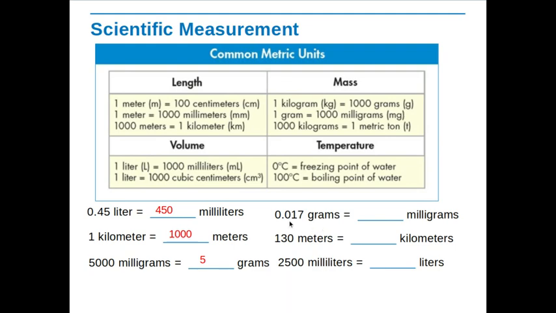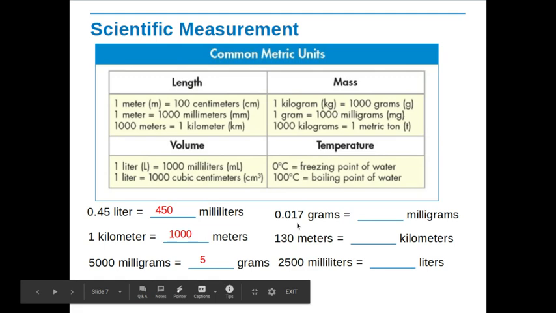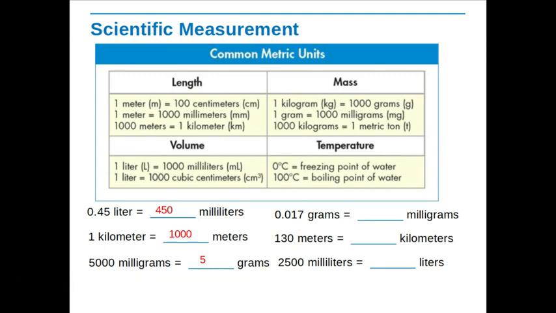Let's look at the next one. 0.017 grams to milligrams. Now we're going the opposite way, from grams to milligrams. So in this particular instance, we are going to multiply by 1,000, or we can move the decimal point 3 places to the right, and that would give us an answer of 17 milligrams.